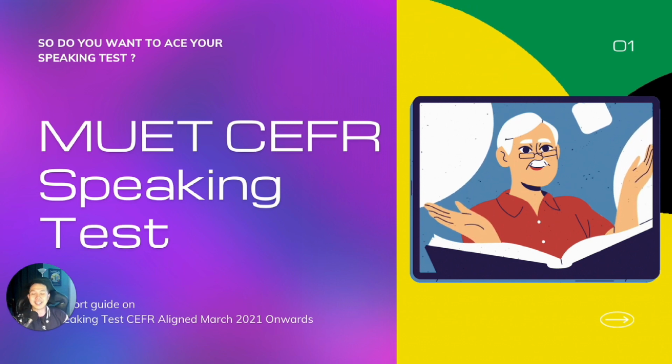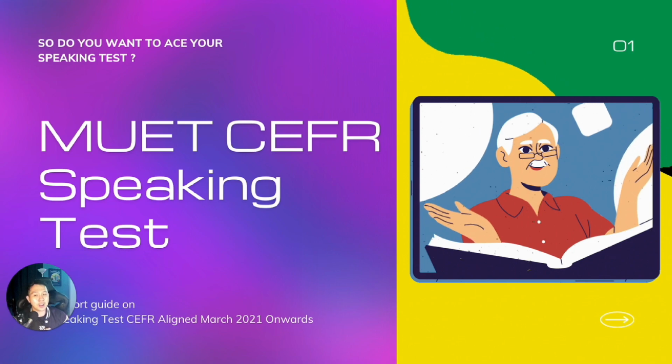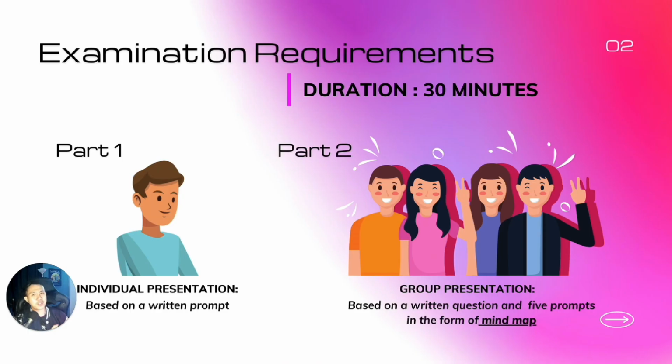Alright. As you can see in front of you, we're talking about the MUET CEFR speaking test. The duration is 30 minutes. In that 30 minutes, there's part 1 and part 2. Part 1 is an individual presentation based on a written prompt. All 4 of you will have different prompts altogether, so you must be confused. I'll let you know later during the simulation, or as we progress further in this video.